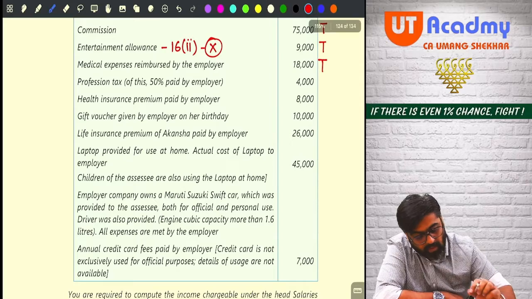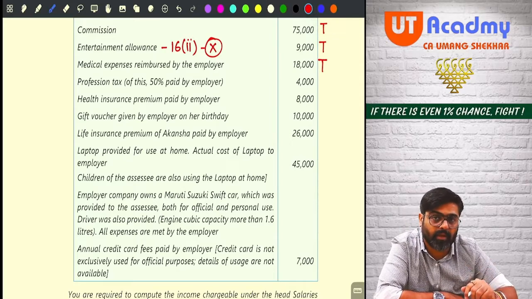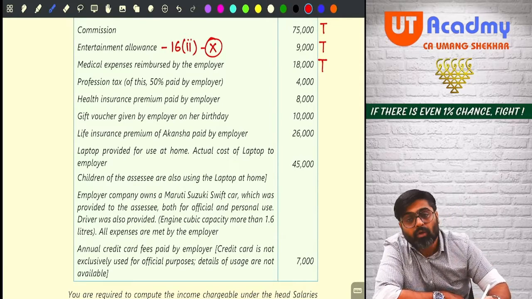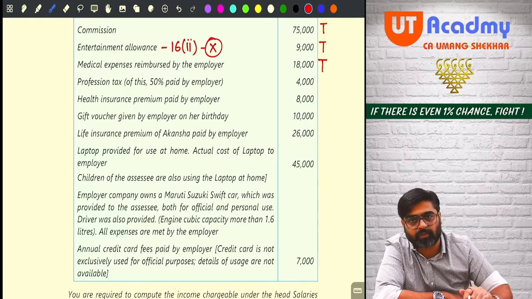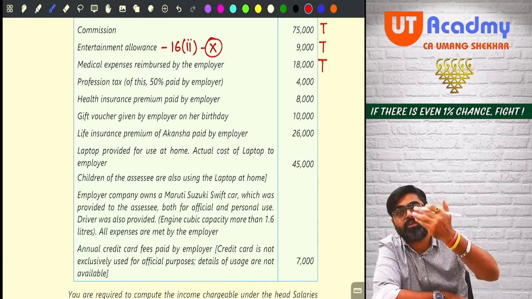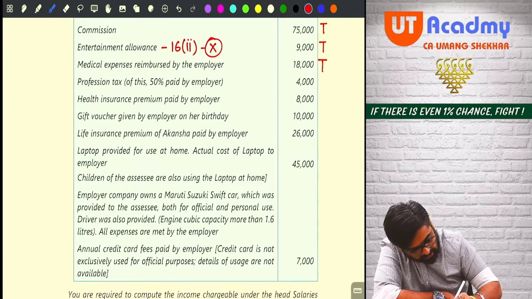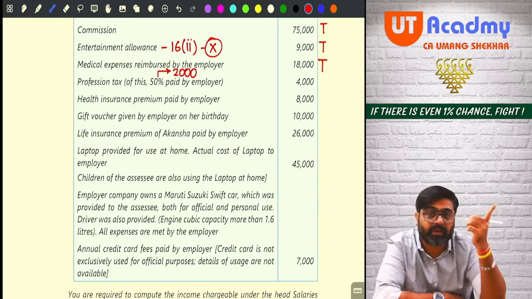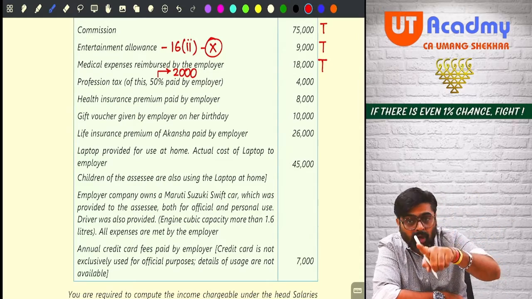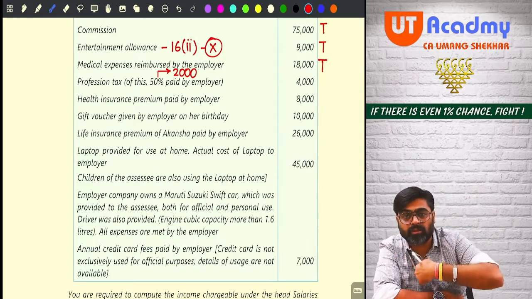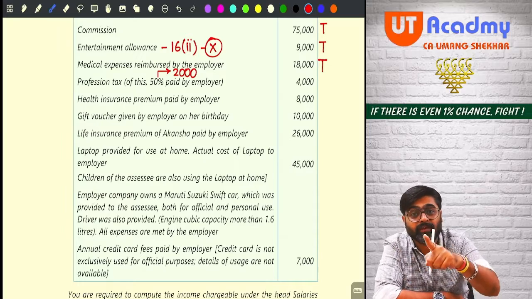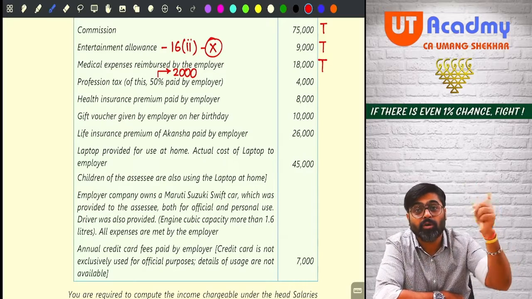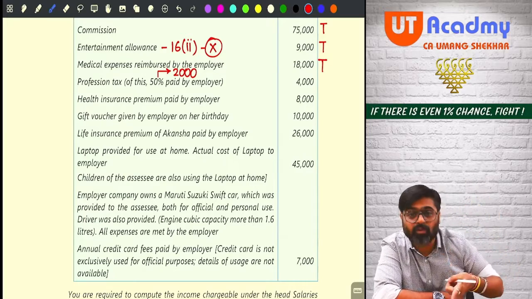Professional tax, 50% paid by the employer. Meaning that 4,000 total professional tax is paid. 50% of that is paid by the employer. 50% is how much? 2,000 rupees paid by the employer. And the professional tax, which is your professional tax, is paid by the employer on your behalf. Don't you think, under 17 subsection 2 clause 4, your obligation met by the employer is a perquisite for you?